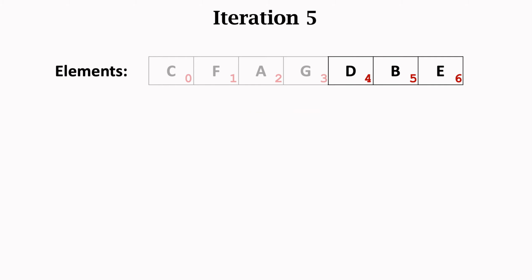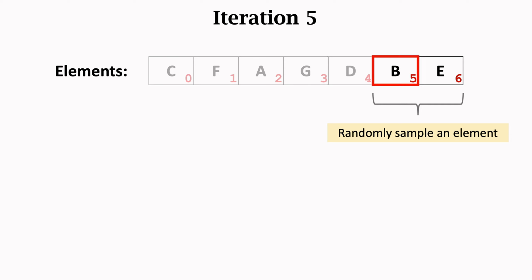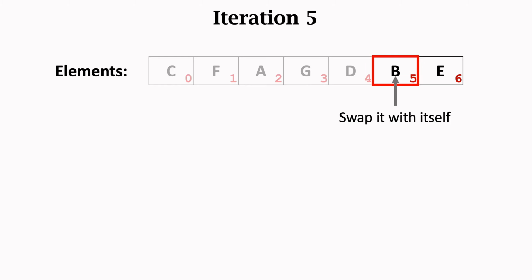The 5th iteration begins. Fix the first 5 elements. 2 elements are remaining. Randomly select 1 element out of the 2. We happen to get B. This is the 5th iteration, so the selected element, B, should be moved to the 5th position. But B is already in the 5th position, so we don't need to move B. While we have done nothing to B, B is indeed the outcome of a random sampling.